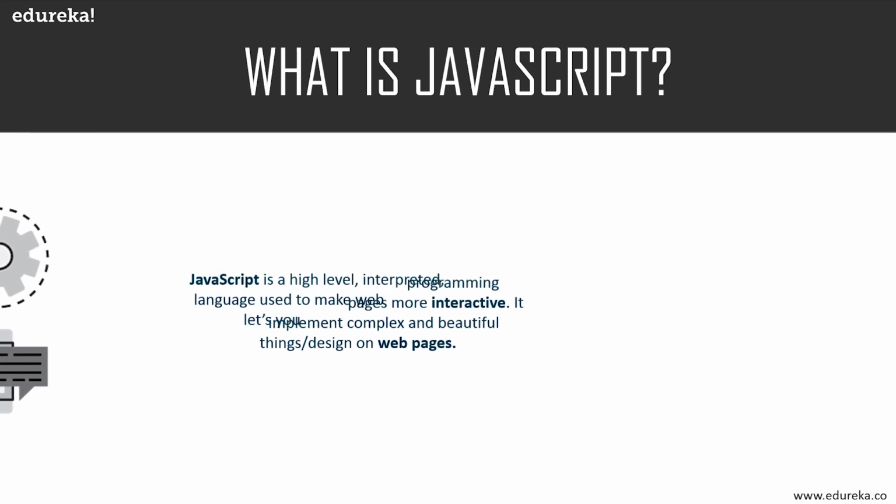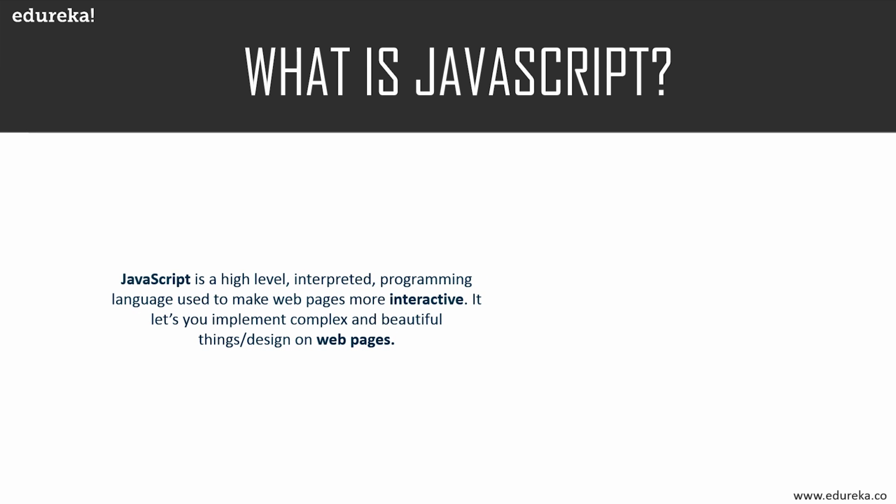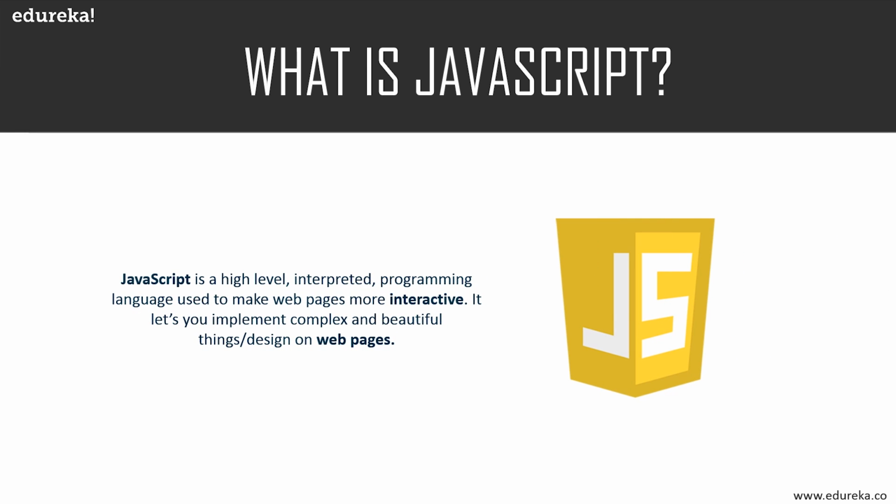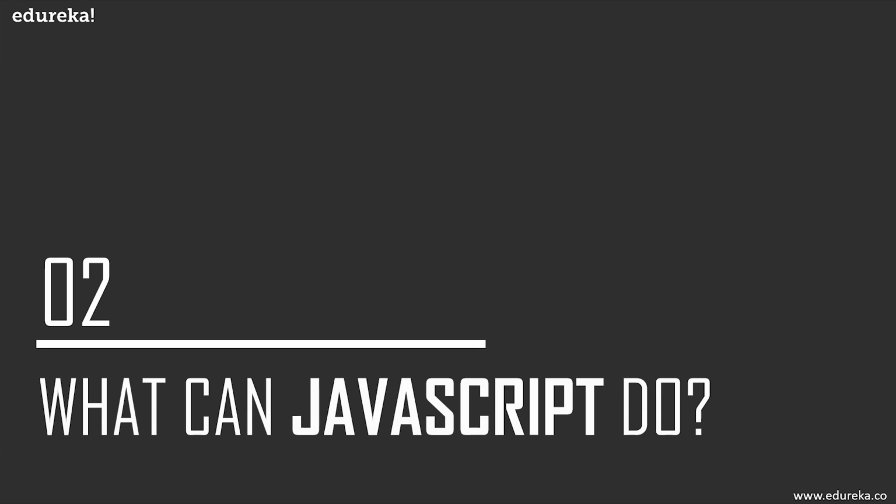Now, JavaScript is basically the language of the web. So it is used to make the web look alive by adding motion to it. Now, to be more precise, it is a programming language that lets you implement complex and beautiful things or design on web pages.